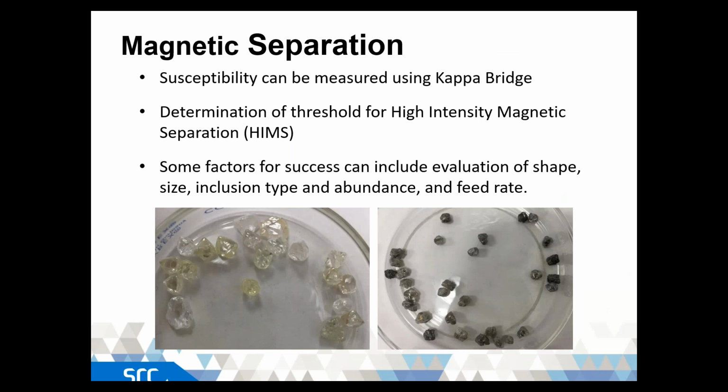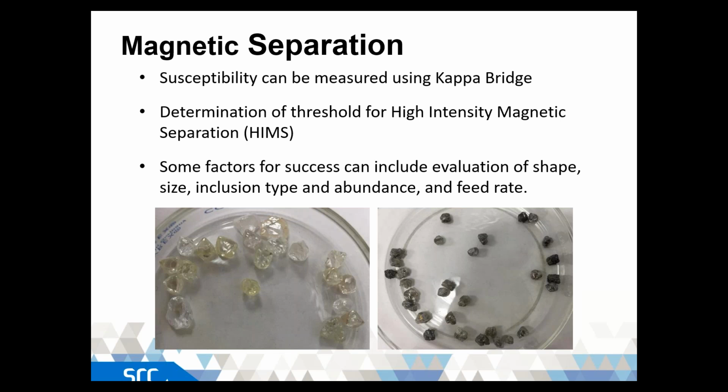So with magnetic separation, you can measure the magnetic susceptibility of your diamonds using a Kappa Bridge, and that will give you a determination of that threshold for high intensity magnetic separation, whether wet or dry. Some of the factors that can affect that include shape, size, the inclusion type, if they're iron and magnesium bearing, the abundance, and your feed rate going through the unit itself.